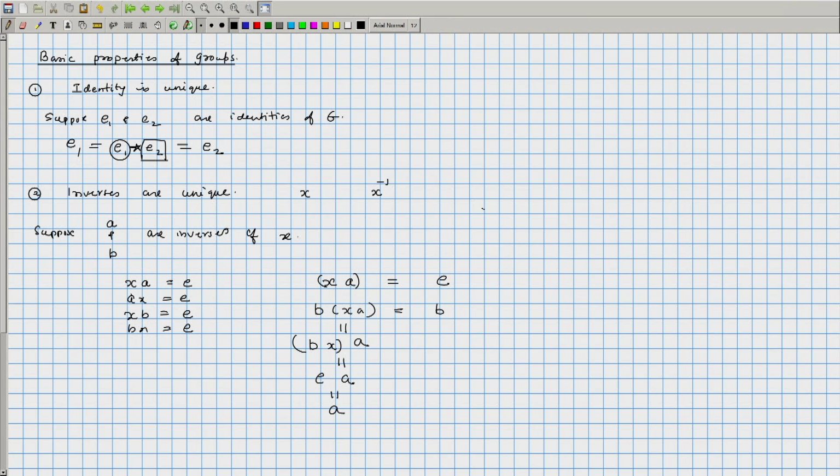In particular, if you look at the identity element E, its inverse has to be itself. Okay. Because it satisfies the property that E times E is equal to E, therefore, E is an inverse of E, and since there is only one inverse, E has to be its own unique inverse.